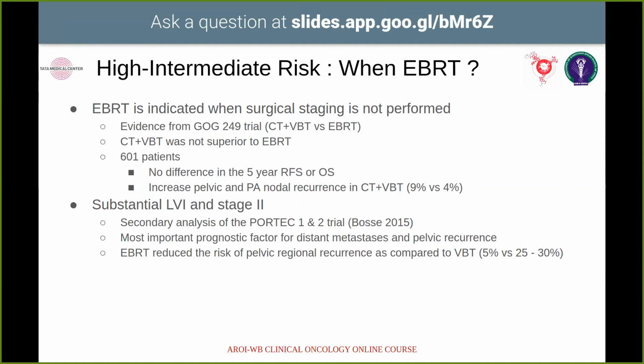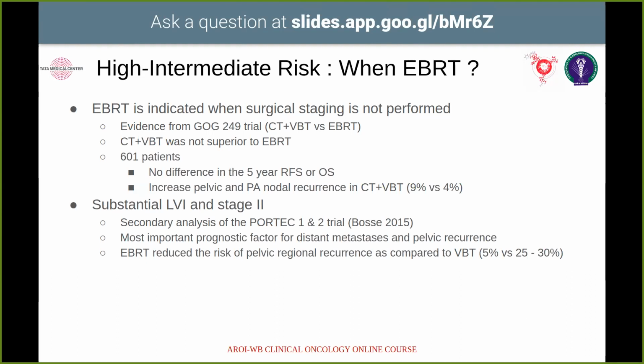The prognostic implication of substantial LVSI has been brought out by secondary analysis from the PORTEC-1 and 2 studies, where they showed that when you give external beam radiotherapy to patients with substantial LVSI, your pelvic recurrence rate is only 5%. On the other hand, when there is substantial LVSI and you give vaginal brachytherapy to stage 2 patients, you get a recurrence risk of 25 to 30%.